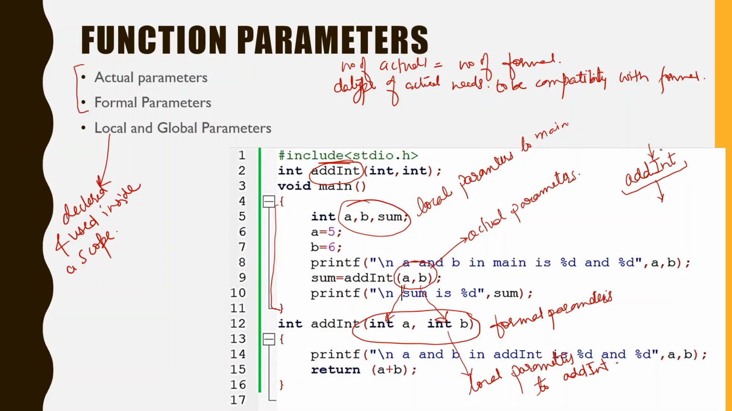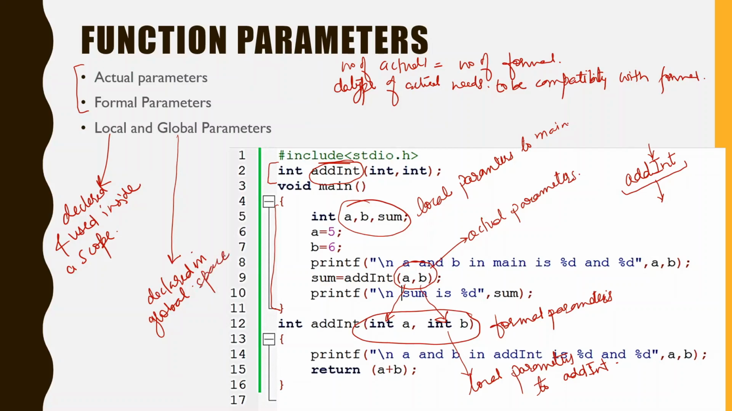Now you can see that the global parameters are also available, and these are declared in the global space. In this example we don't have any global parameters, but we will see some examples in the upcoming modules. So the declaration is in global space.